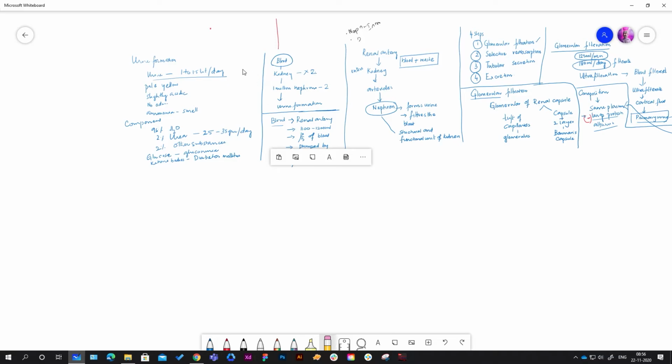The amount of urine which is produced is almost 1 to 1.5 liters per day. The color of the urine is pale yellow. It is slightly acidic, that means it has an average pH of 6. The pH of urine is 6. This is what you have to say. Then there is no odor to the urine. But on long standing, urine gives a smell, and that smell is because of ammonia. The component of the urine is, most of the percentage is water.